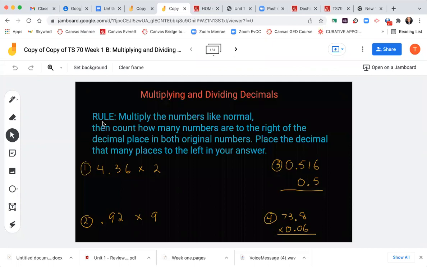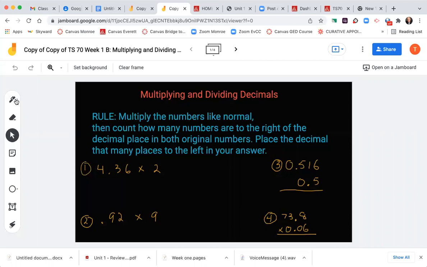So first thing you probably should do, if you're watching this video, is pause the video, excuse me, and copy down what you see on the screen. Okay. Multiplying and dividing decimals, and then the rule, and then a couple of the practice problems. So stop the video, do that. And all right, so we're going to pick it up with how do we do this?